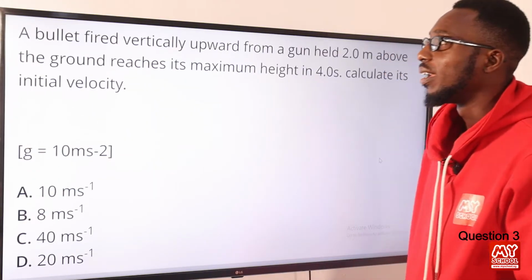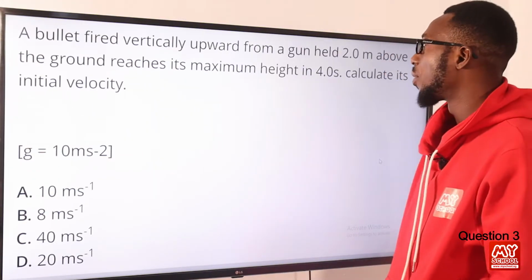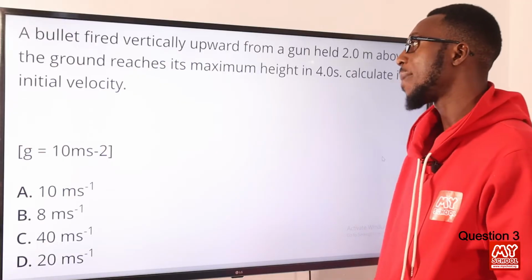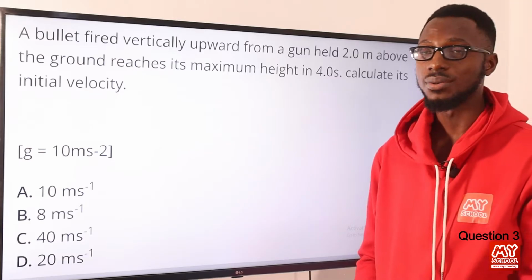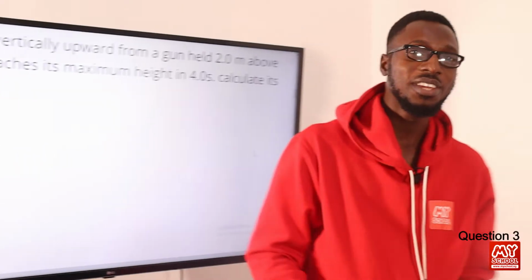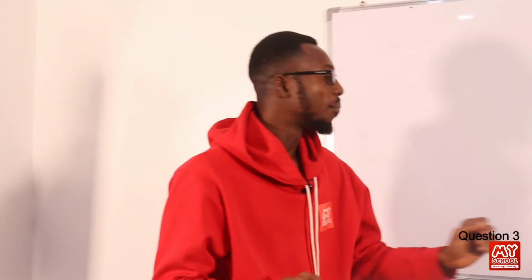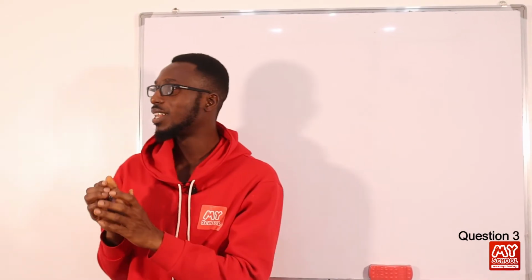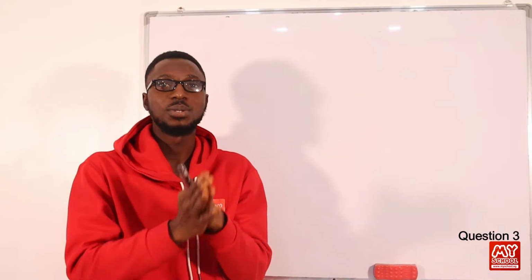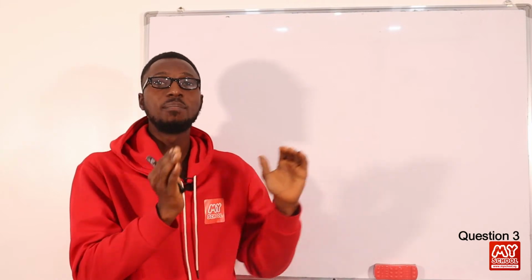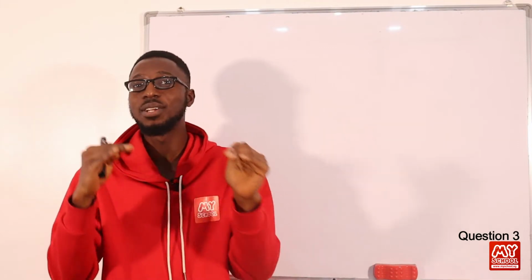Question 3. A bullet fired vertically upward from a gun at 2.0 meters above the ground reaches its maximum height in 4.0 seconds. Calculate its initial velocity. This question is very easy, but we need to pay attention to details. We are told to calculate its initial velocity. It's not specified that we should look for the maximum height after getting our initial velocity.